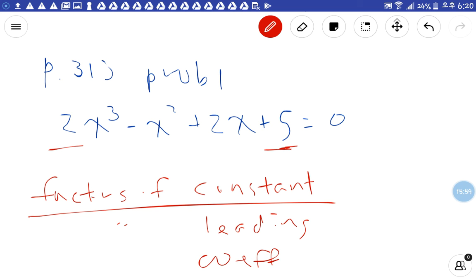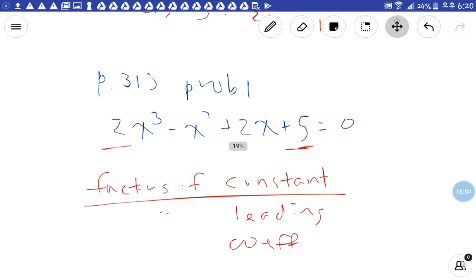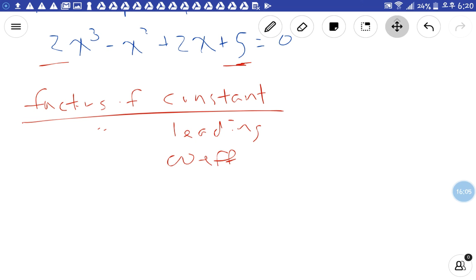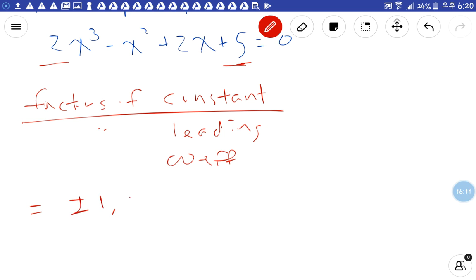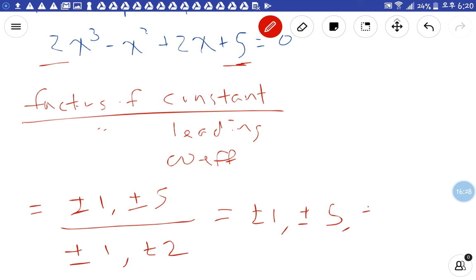Okay, now what are the factors of the constant? Tell me. Plus or minus 1, plus or minus 5. That's it, right? What about the leading coefficient? Plus or minus 1 and plus or minus 2. All right, so write it down in reduced form: 1, 5, 1 over 2, and 5 over 2. So we have a total of 8 possible rational roots. Now my answer needs to be within here.